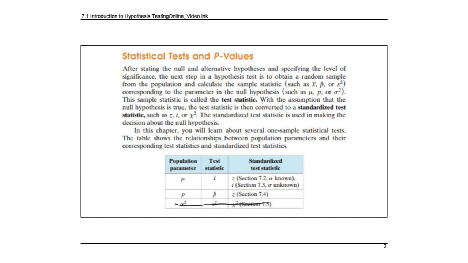So we know the population parameters, right? We have a population mean. We have a population standard deviation of sigma. We have a population proportion of p.